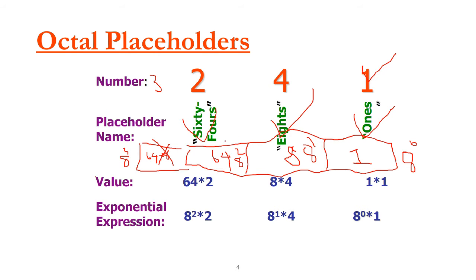So you can think in this manner as well, constructing a table keeping this format in mind: 8 to the power 0, 8 to the power 1, 8 square, and so on. It goes like this. Fine. So this is the exponential expression, you can say. So we got some idea about the placeholders.